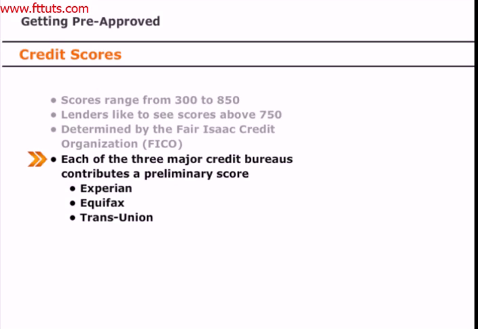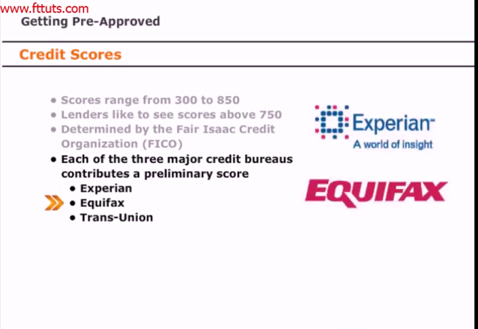There are 3 major credit bureaus in the United States that creditors can report information to on you. The bureaus are Experian, Equifax, and TransUnion. The scores from each of the bureaus are determined by information they receive from your creditors.